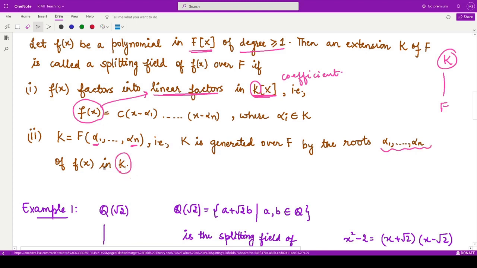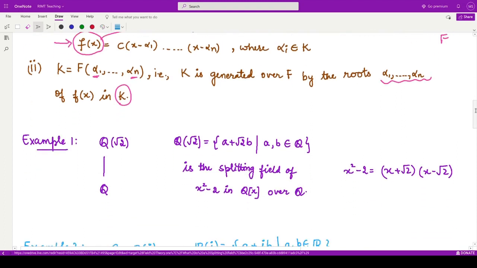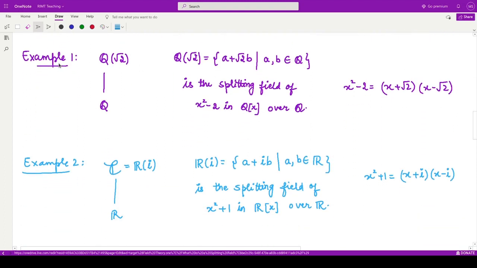So we have to take care of these two things. One is the polynomial should have linear factors, and second, it should be adjoined with all the roots of that polynomial. So the extension field is the lower field adjoined with all the roots of that particular polynomial. So let us see the example.